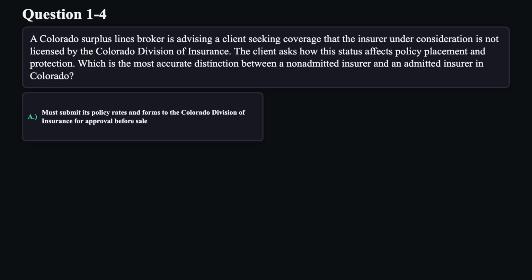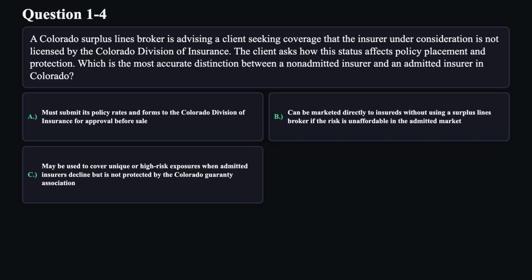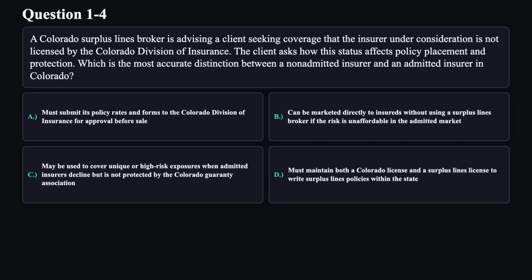A. Must submit its policy rates and forms to the Colorado Division of Insurance for approval before sale. B. Can be marketed directly to insureds without using a surplus lines broker if the risk is unaffordable in the admitted market. C. May be used to cover unique or high-risk exposures when admitted insurers decline, but is not protected by the Colorado Guarantee Association. D. Must maintain both a Colorado license and a surplus lines license to write surplus lines policies within the state.